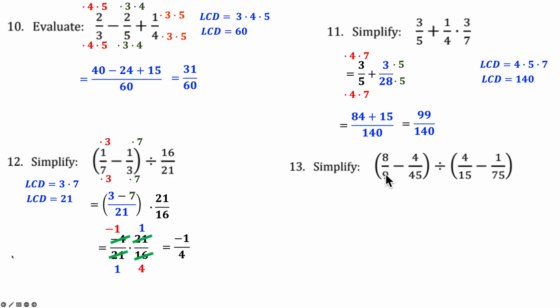And I noticed that 9 could go into 45 5 times. So 8 over 9 gets multiplied by 5 over 5. So 40 minus 4 all over 45, 36 over 45.